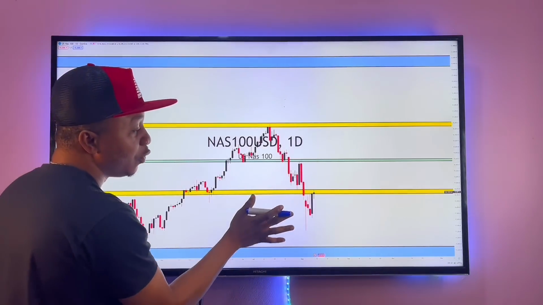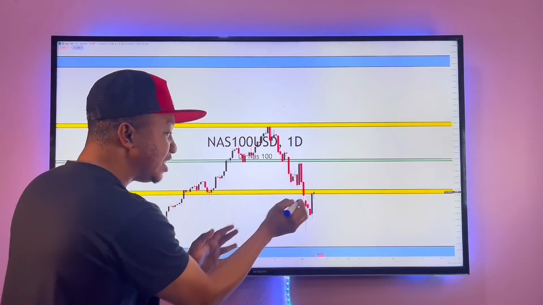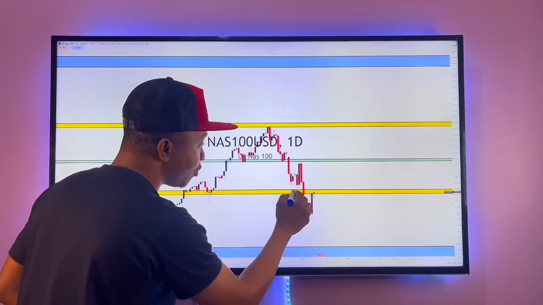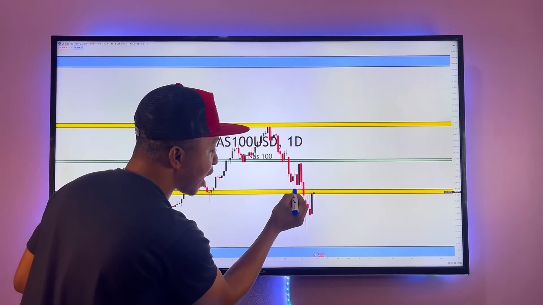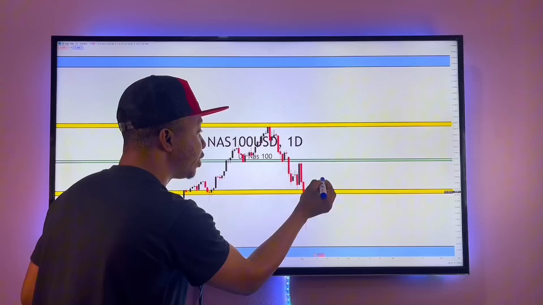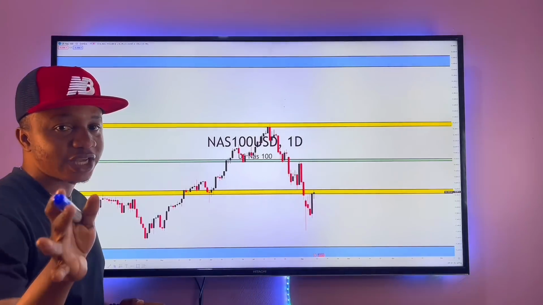Okay, but for now, we are not going to be able to pick the entry anytime soon here to the upside because of this downtrend. So you are waiting for the break of structure, which is the break above this previous low, before you can start picking entries all the way to the upside on NAS100.